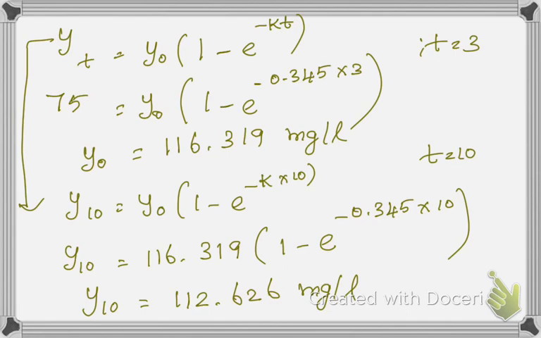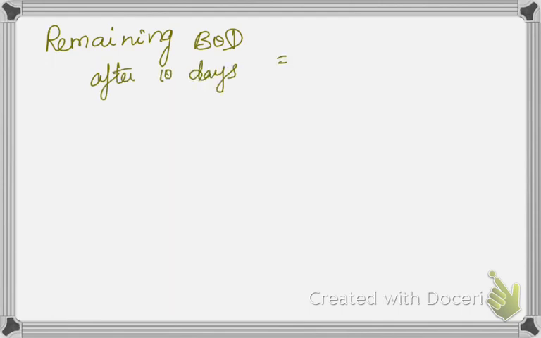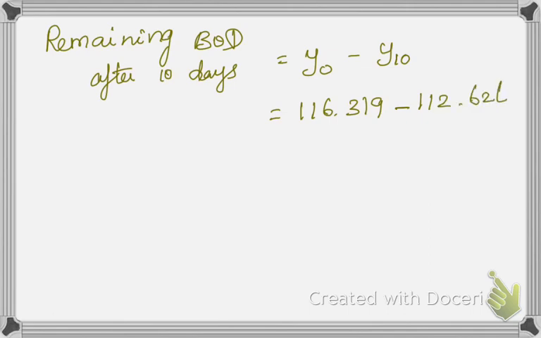Okay, so I have determined the value of my ultimate BOD and the BOD after 10 days. Now I am going to get the remaining BOD. As I have told, the remaining BOD after 10 days will be equal to Y0 minus Y10, that is 116.319 minus 112.626, and the answer will be 3.693 milligram per liter. So this problem is solved using the logic.